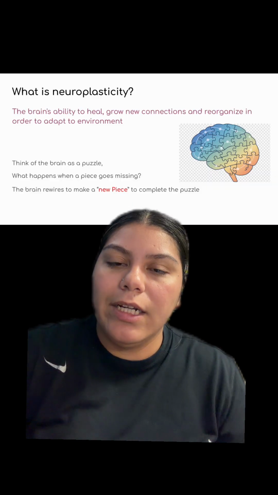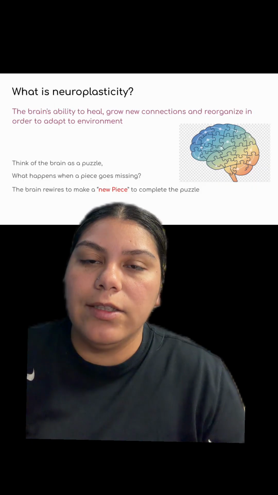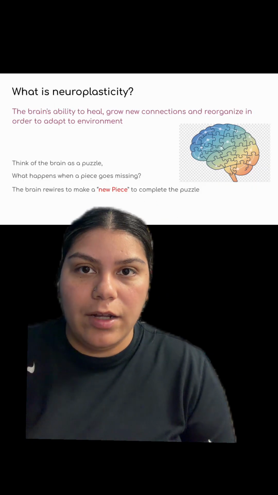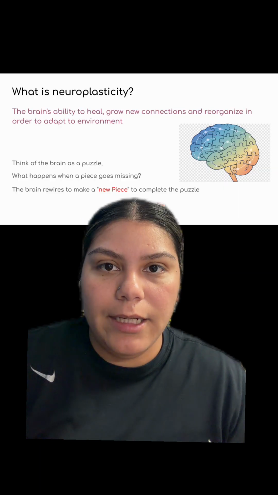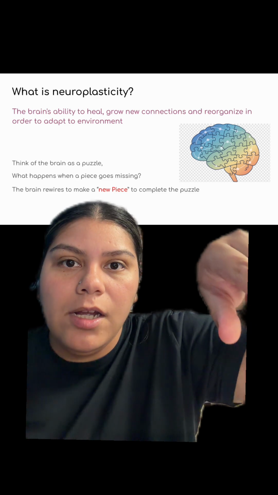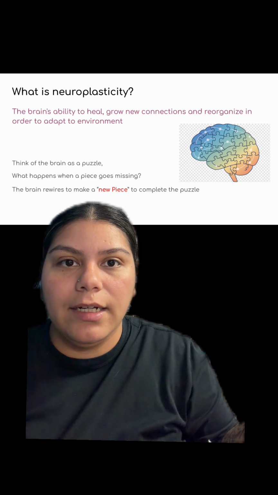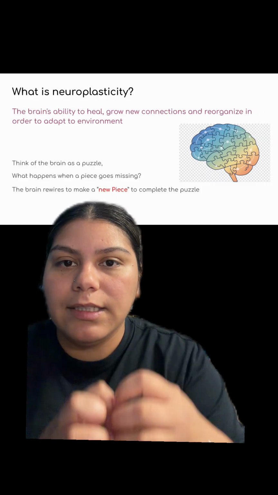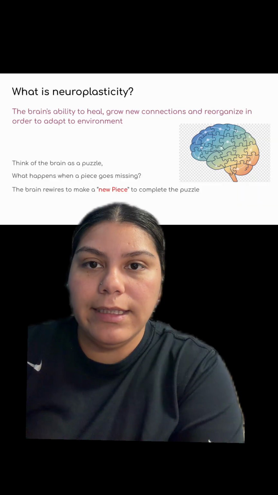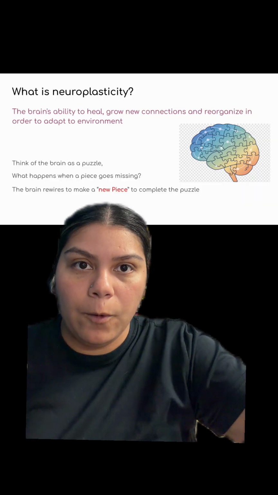Next is, what is neuroplasticity? So neuroplasticity is the brain's ability to heal, grow new connections, and reorganize in order to adapt to the environment. Think of the brain as a puzzle. And I included the picture of a brain as a puzzle. So if I take a piece, what happens to the brain? It's not connected anymore because I took the piece out. So then neuroplasticity makes the brain rewire to make a new piece to complete that puzzle.